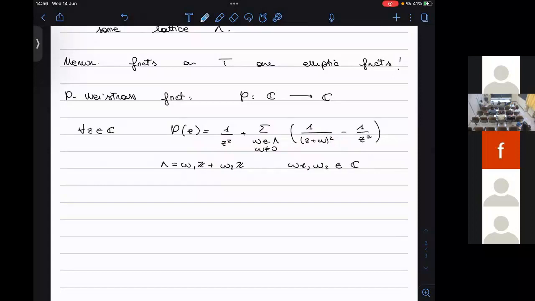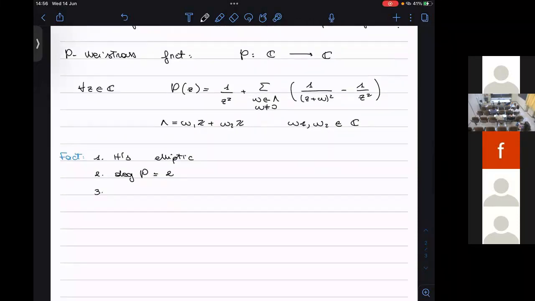So I just want you to recall some basic facts on that function. First of all, it is not just meromorphic, but actually one can prove, and you can assume this fact for sure, it is elliptic. It has degree 2. It is even. And I want to observe that from that fact we can also deduce that the derivative is odd.